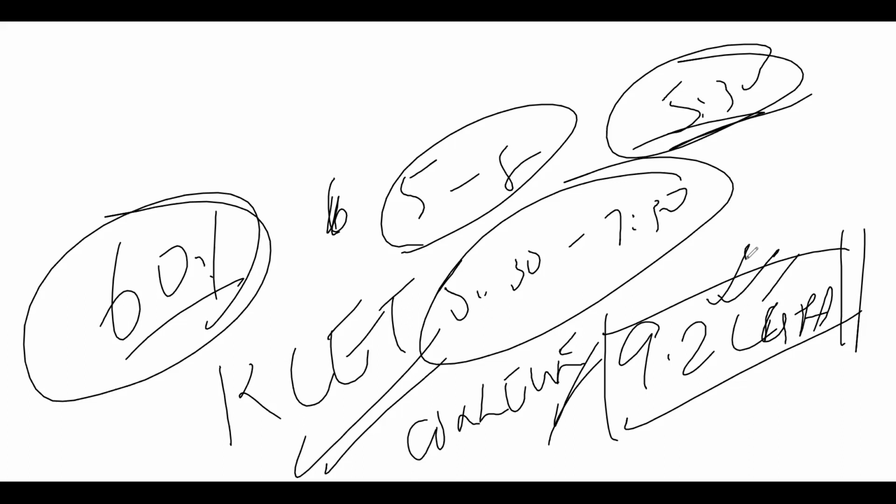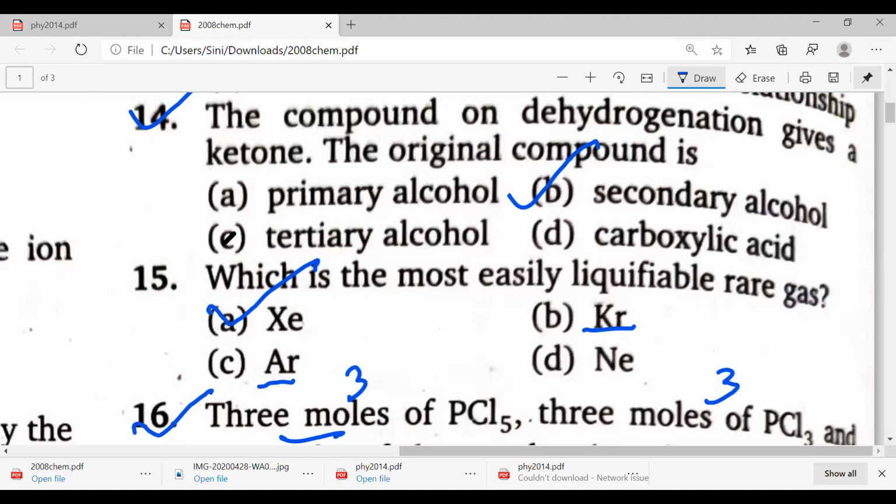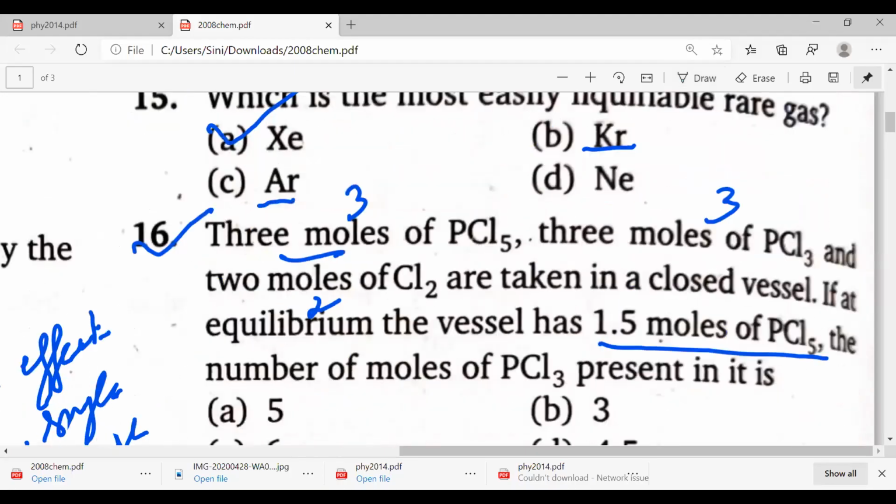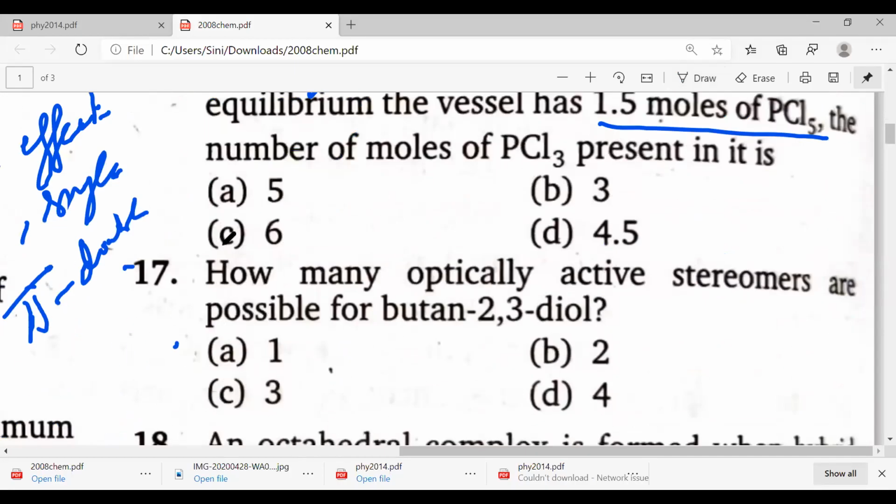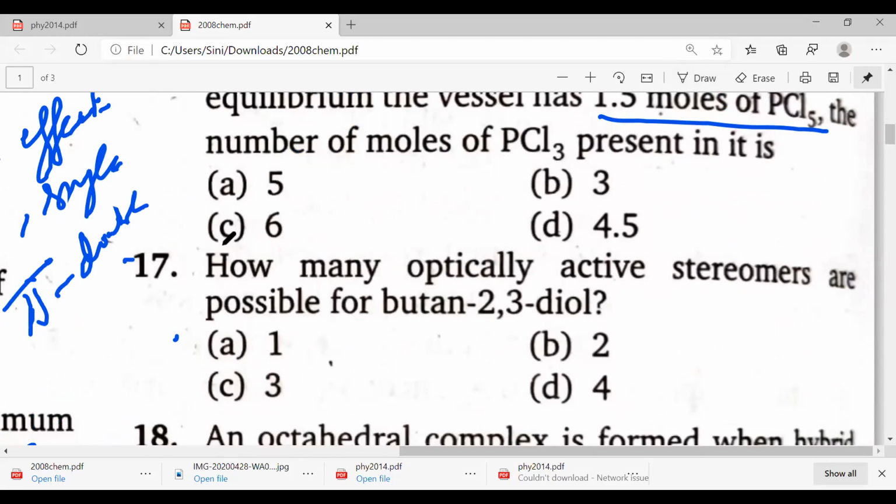So where were we? We were into the 17th; the 16th we already did. 17th question: how many optically active stereomers are possible for butane-2,3-diol?